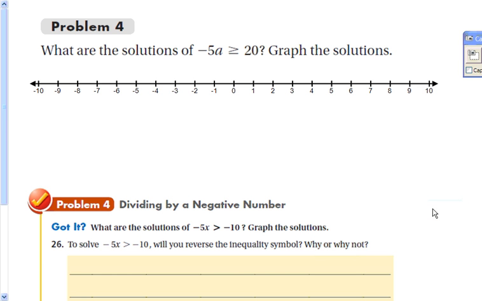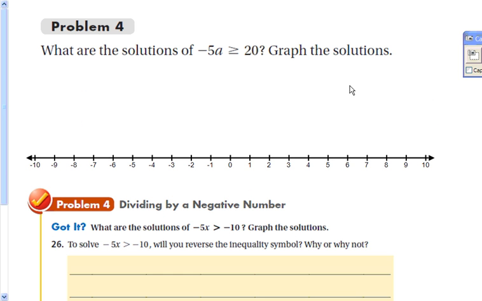All right. What are the solutions of negative 5a is greater than or equal to negative 20? This one, we're going to divide both sides by negative 5. And when you divide both sides of an inequality by a negative number, you have to reverse the sign. So we get a is less than or equal to negative 4. Negative 4 is included, so I'm going to put a solid dot on that. And I'm going to shade all numbers that are smaller than negative 4, just to the left of negative 4.